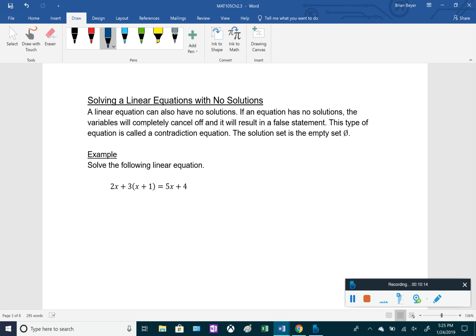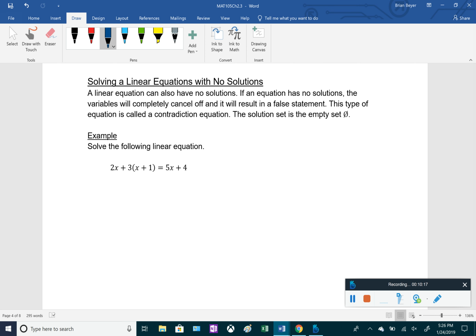So let's see what happens when a linear equation has no solutions. So a linear equation can have no solutions when the variables cancel off. So once again, the variables are going to cancel, except this time it's going to result in a false statement. So this is what we call a contradiction statement, and the solution set would be the empty set. So the empty set meaning there's just no solutions. There's nothing that we could plug in that'll make it work.